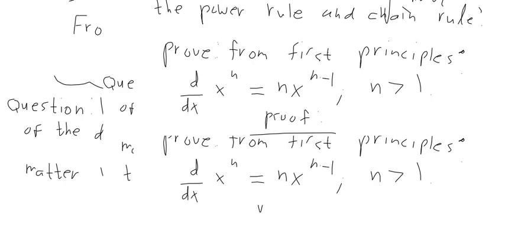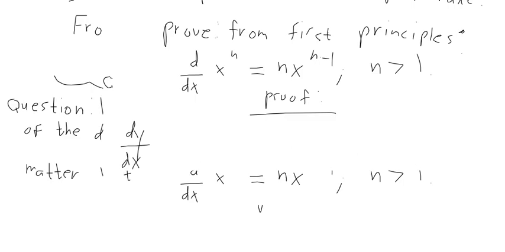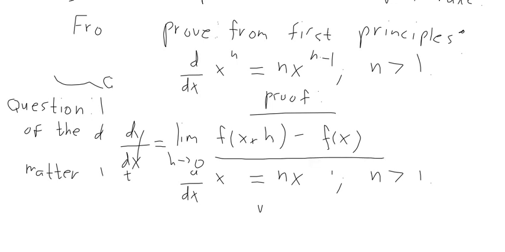All right, so for this we're going to use the following definition of the derivative: dy dx is equal to the limit as h goes to 0 of f of x plus h minus f of x all over h. We're going to use this on the function we're dealing with here, which is x to the n.